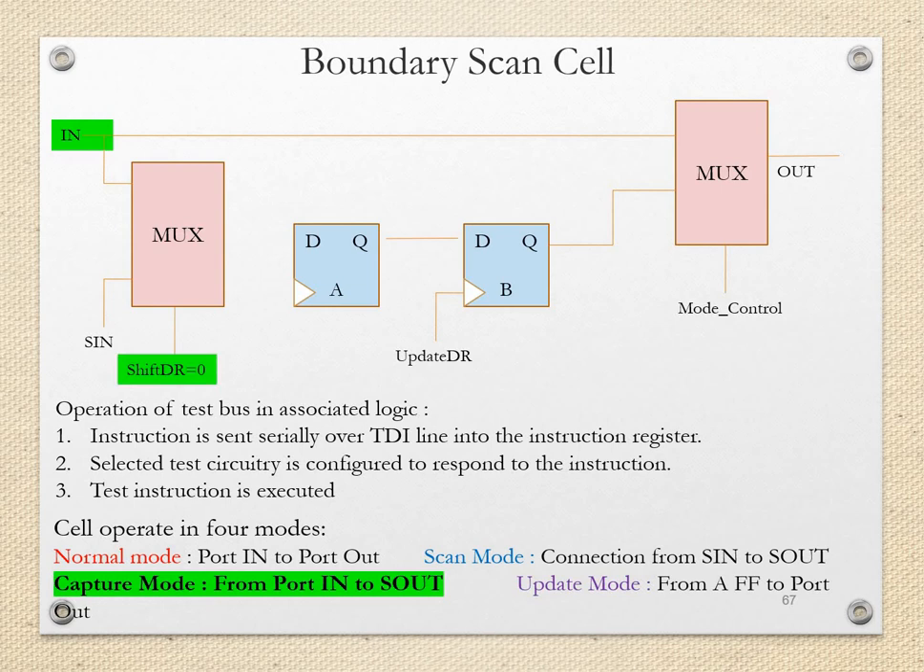The select input of the multiplexer, that is shift DR, is set to 0. Then it is connected to the first flip-flop. The clock DR signal is applied to the flip-flop so that the data will be shifted from input to output at the clock edge, and then it is available at S out. So capture means capturing the signal from the outside world, and hence the name capture mode. The signal from the IO pin is captured and given to the boundary scan cell at the S out.